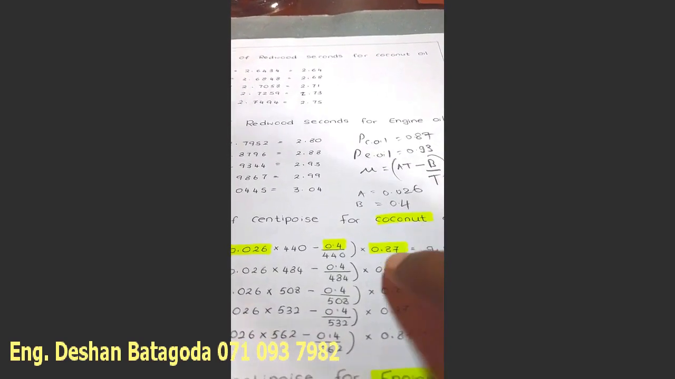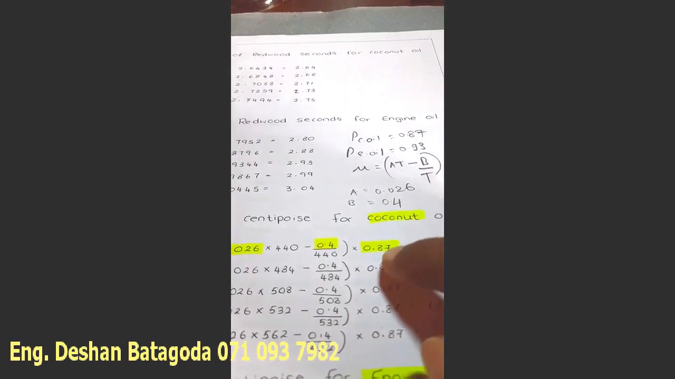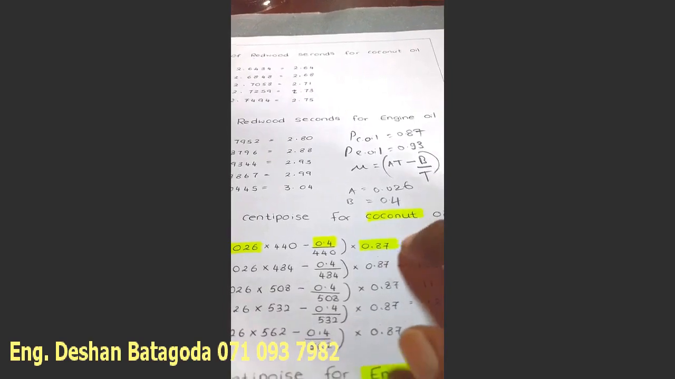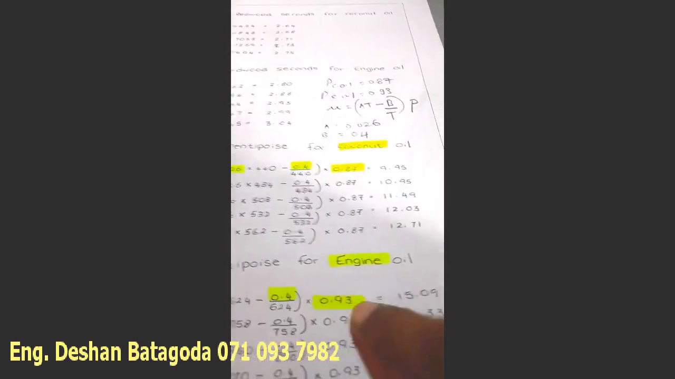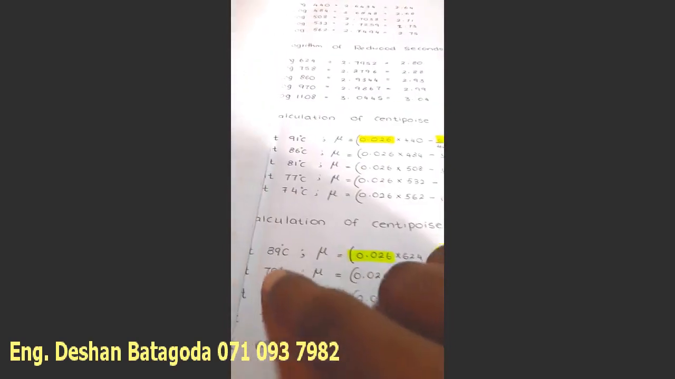So what is the density of coconut oil? 870 kilograms per meter cube. That is the density. So the relative density is what? That is 0.87, right? Agree? The same method or procedure you can use for engine oil also, for the respective temperature.